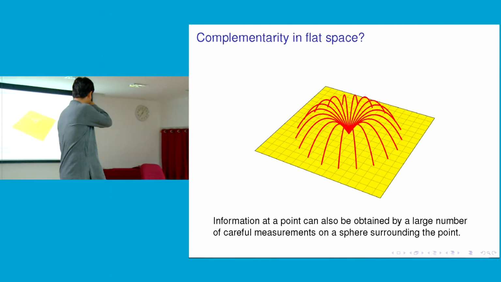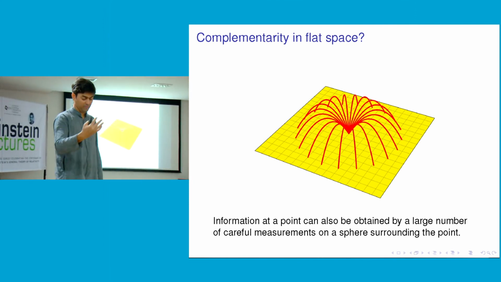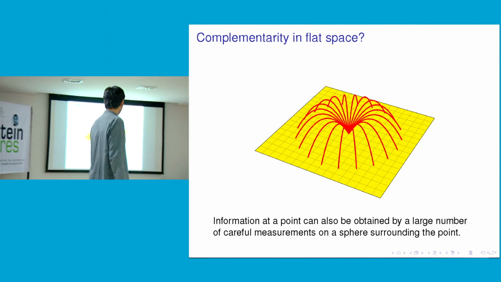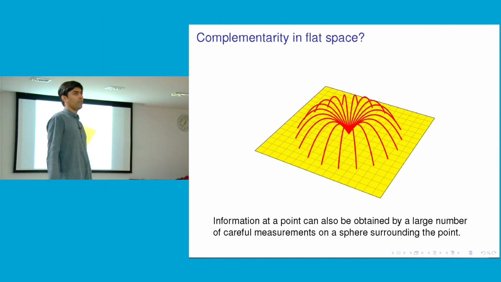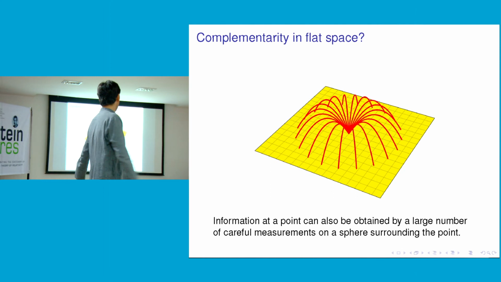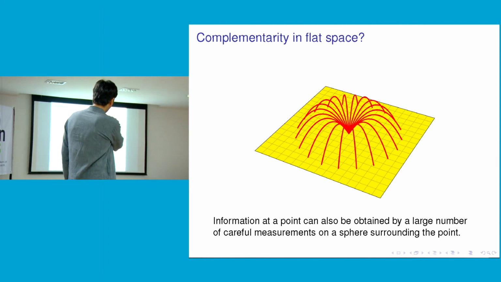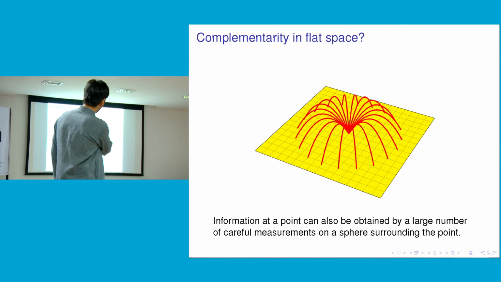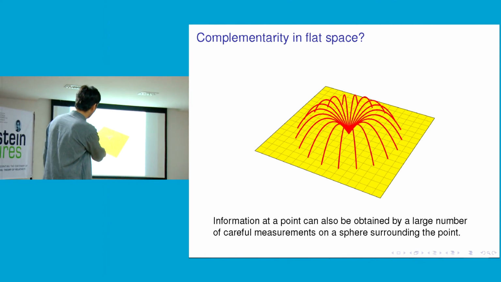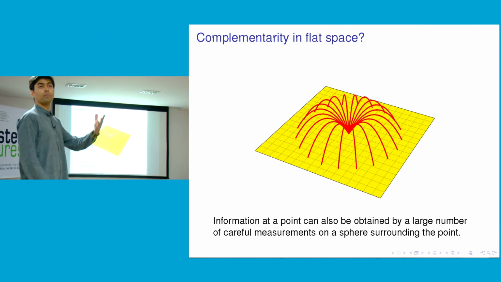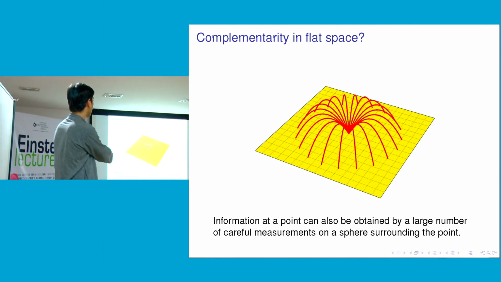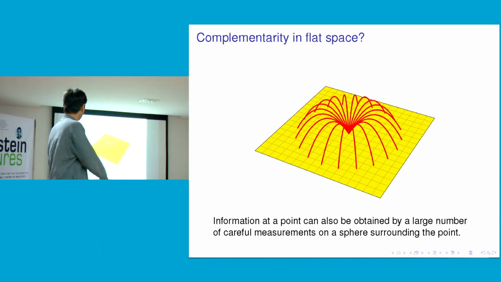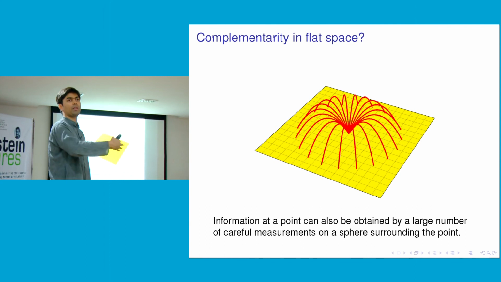Okay, so let me just end with some pictures and some speculations. You see, we don't yet have a way of understanding how this works in our universe, but if it works in our universe, we believe it should work in the same way, okay? In that you have information at some point, and to get information at this point, you can in fact make a number of measurements at a large number of points that surround this central point, and you should be able to get information about the central point, provided you make a sufficiently large number of measurements. This is an idea that's sometimes called complementarity in the literature. Okay?